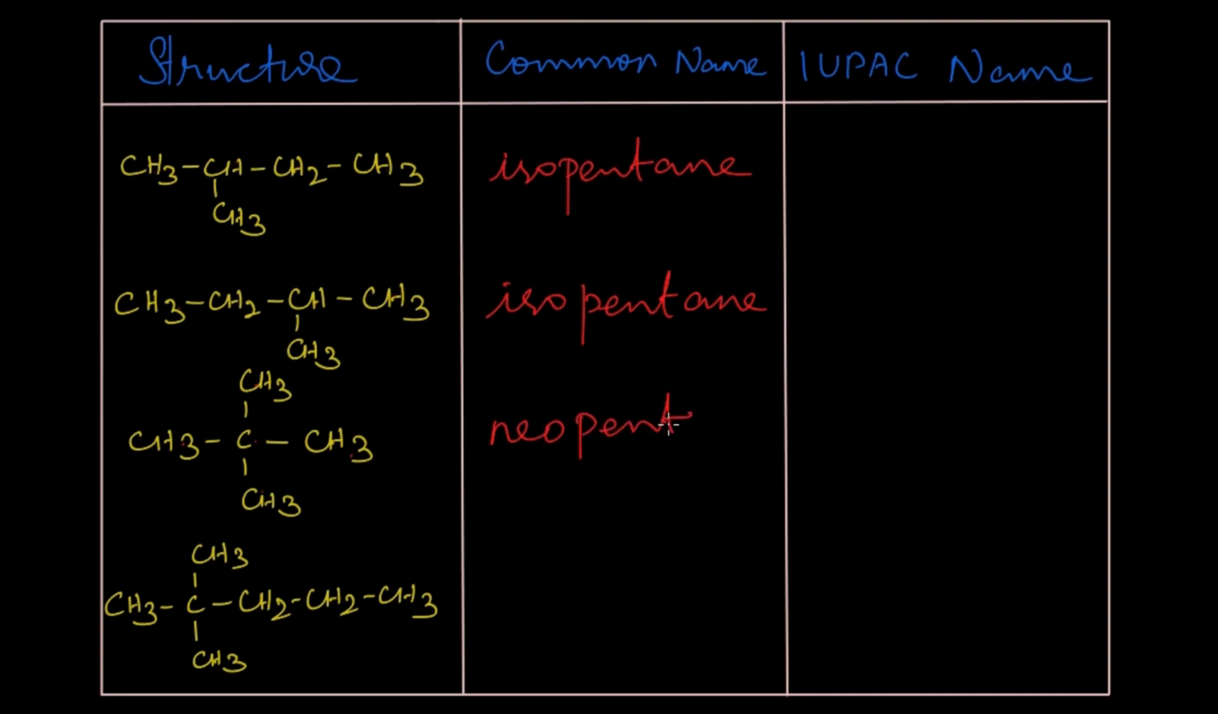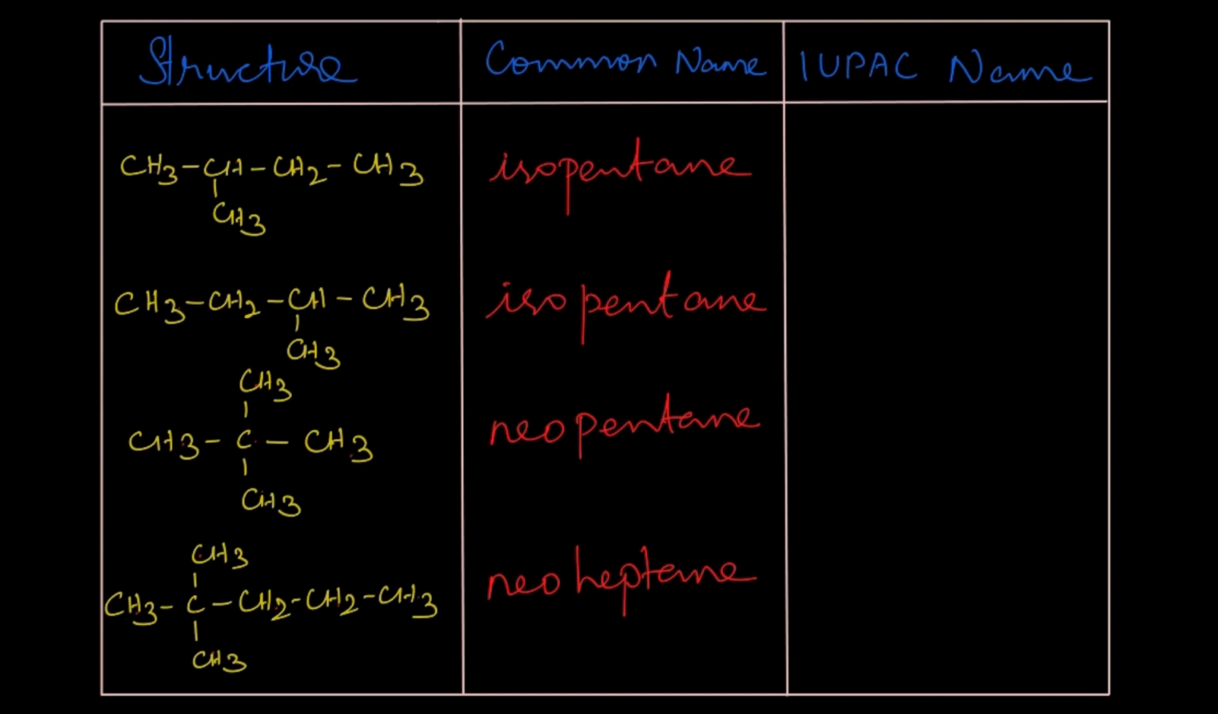And here count the carbons 1, 2, 3, 4, 5, 6, 7. And 2 branches, so neo. If it is 7 carbon, it is heptane. Neoheptane. Now we shall name it the IUPAC name for this compound.